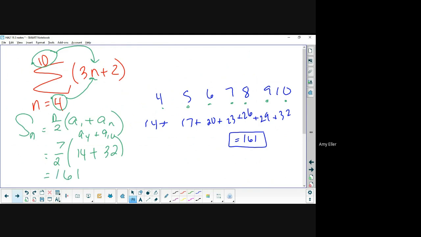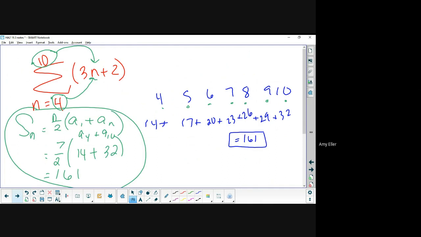That should come out to the same thing. This is the way I would like us to do it. I'm going to give you one more, which you only have to do this way. Questions on this one?